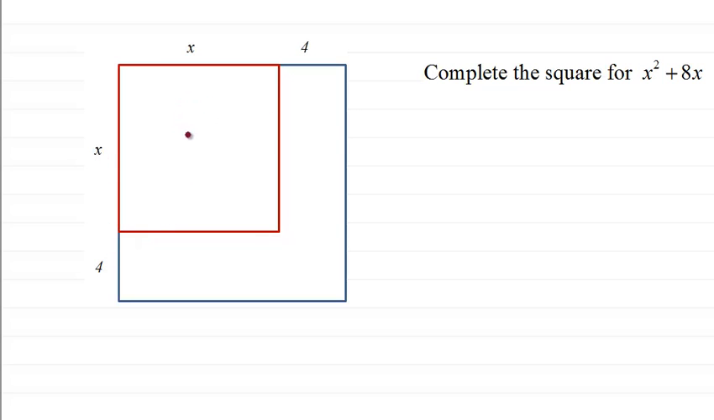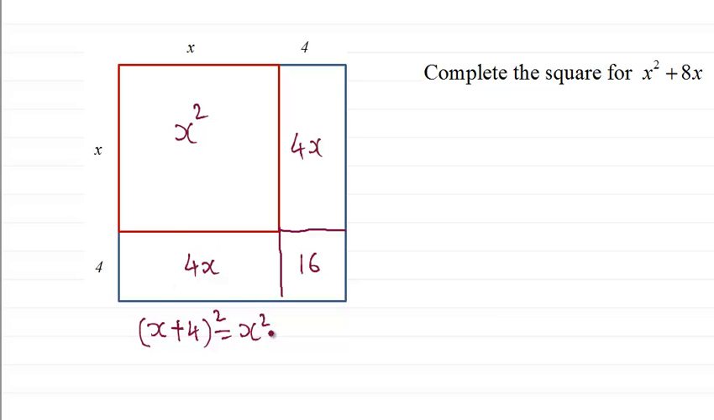So the area of this red square is going to be x times x. Then we have a rectangular shape here, which is 4 times x. Similarly here, 4 times x. Then this square here, 4 times 4, which is 16. So what we had before, the top was x plus 4, all squared. Here it is x squared plus 4x plus 4x, which is 8x, plus 16.